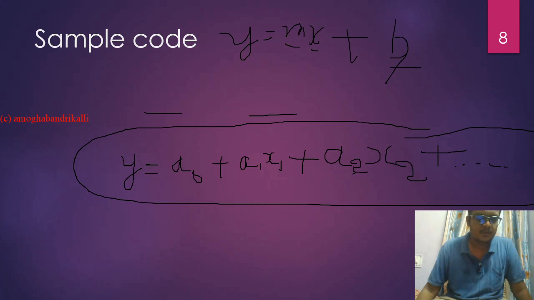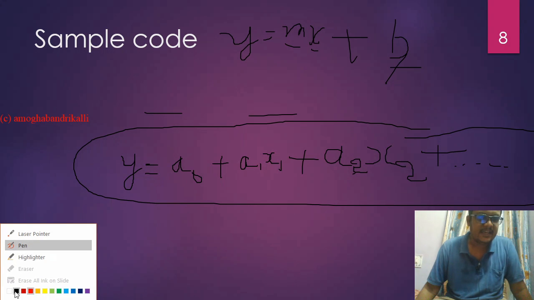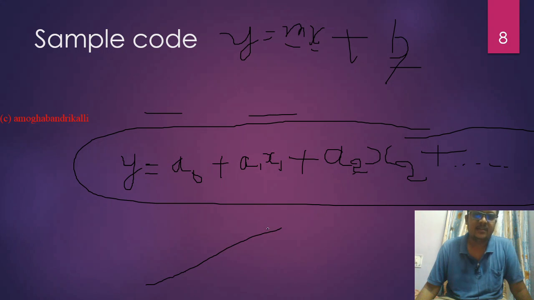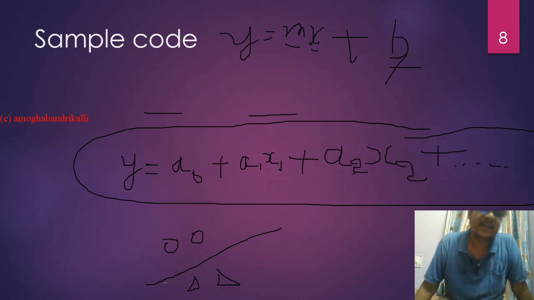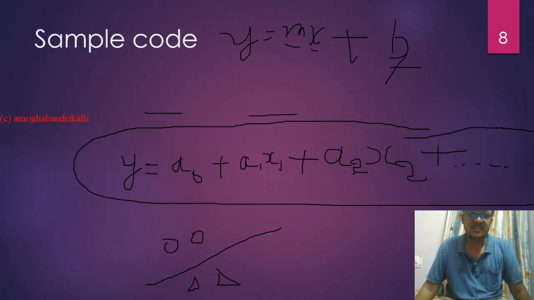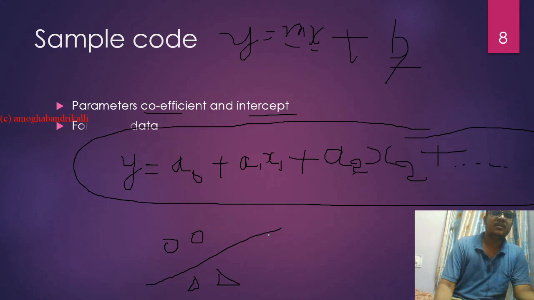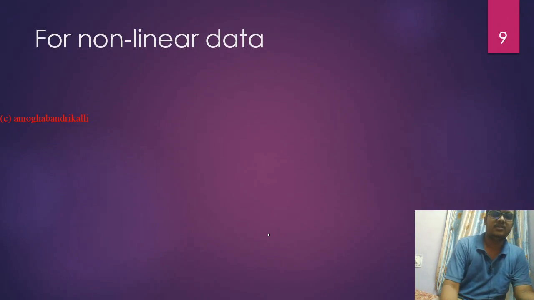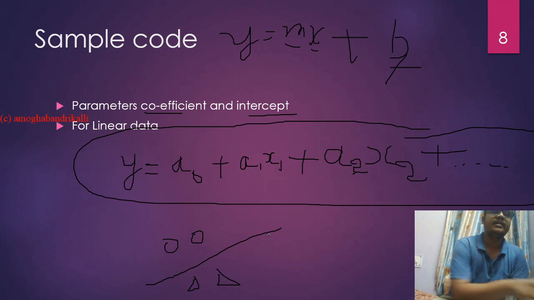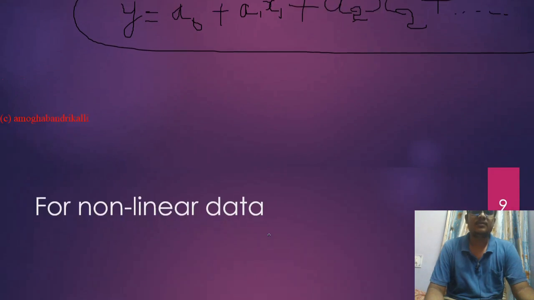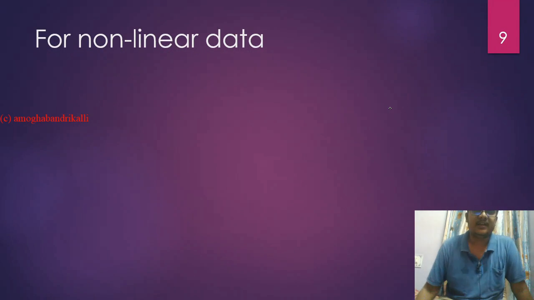So that's how a straight line is generated for linearly separable data. If the data is linearly separable, then you can generate a straight line. So that is for linear data. The next one is for non-linear data.